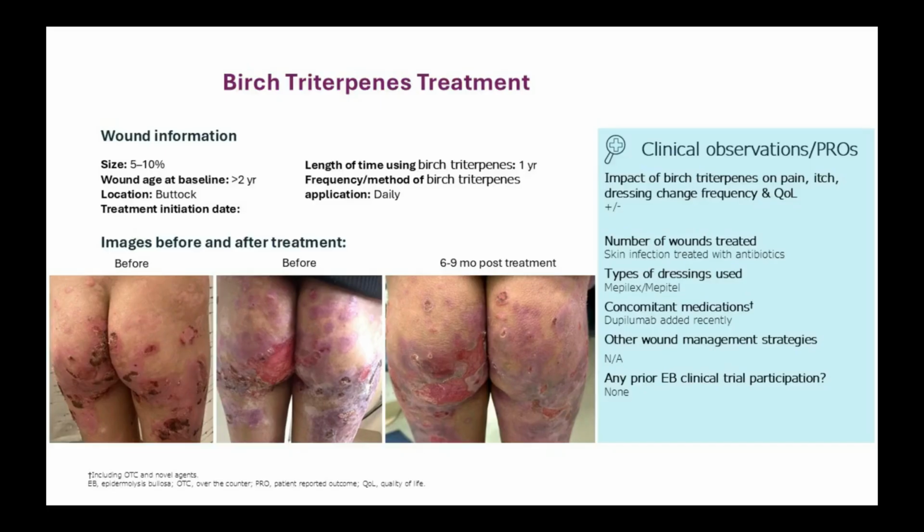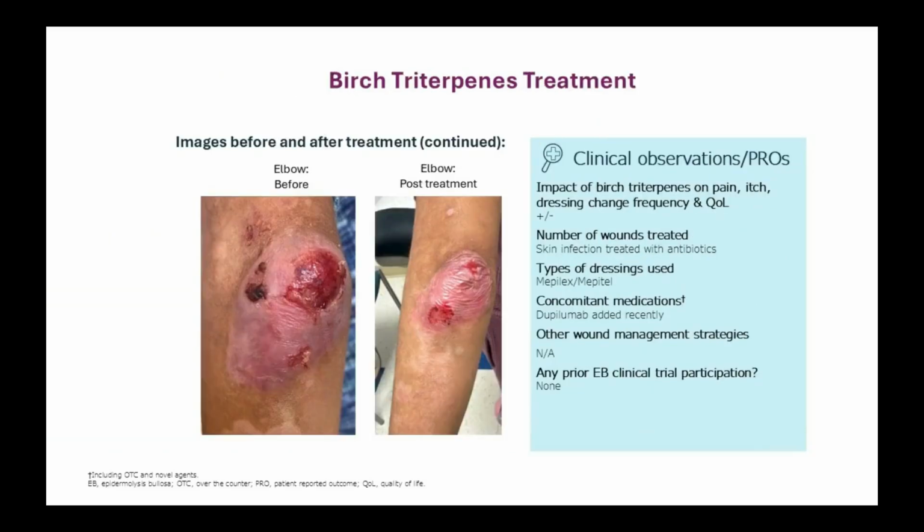You can see some of the previously involved area. It has improved from significant inflammation to light erythema, and some of the wound closure is noted in a weight-bearing sitting area, but also on other frictional areas, such as the elbow, as one example.